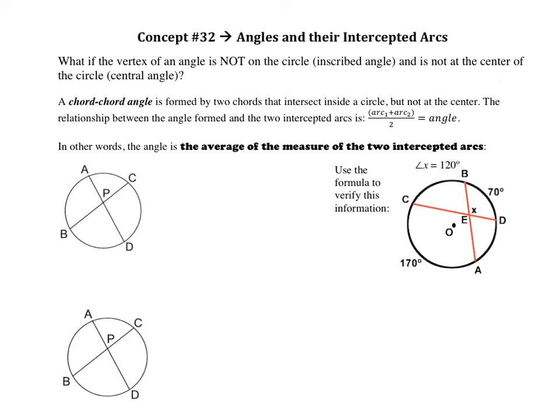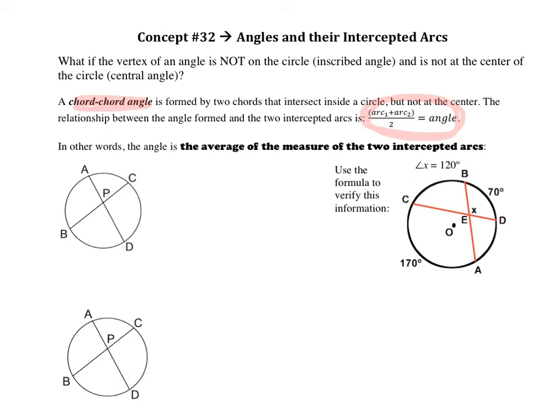So the first one we're going to look at today is called a chord angle. Basically this is just formed from two chords intersecting in a circle, but they're not intersecting at the center of the circle. And we have a simple formula that we're going to use to show how the two arcs that are involved help you to find an angle. The formula just says that you take arc 1 plus arc 2 and divide by 2. It's just an average. Let's see what this looks like in an actual picture.